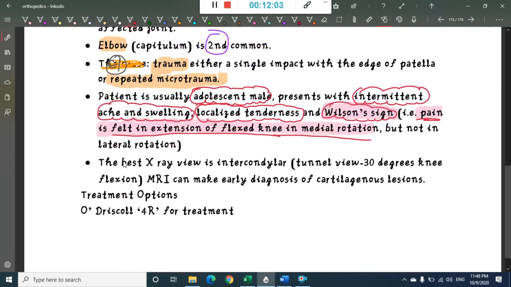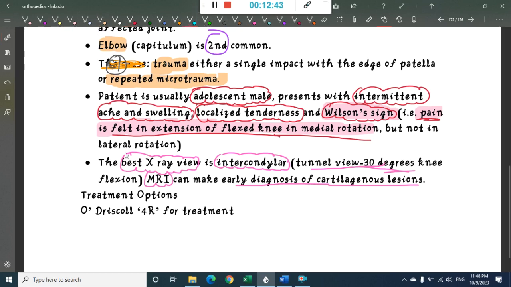And if you were asked what is the best X-ray view to find out knee osteochondritis dissecans, it is the intercondylar view, or you can say tunnel view with 30 degrees knee flexion. You can use either the intercondylar view or the tunnel view with 30 degrees knee flexion. Then you can even use MRI to make an early diagnosis of cartilaginous lesions.